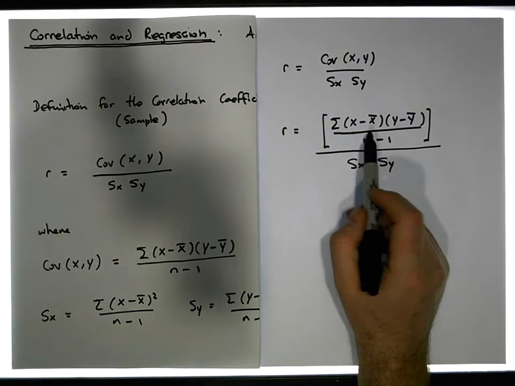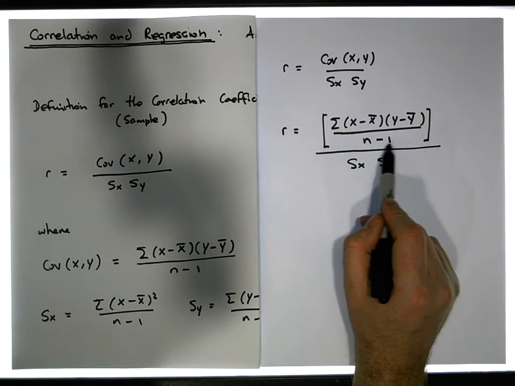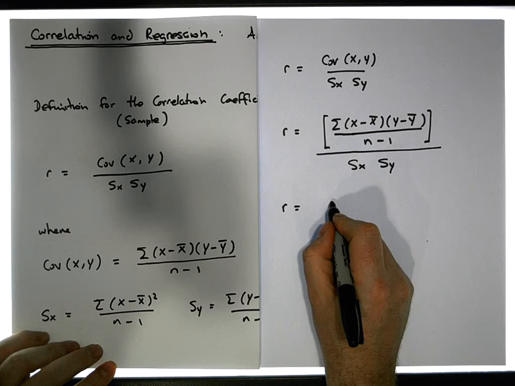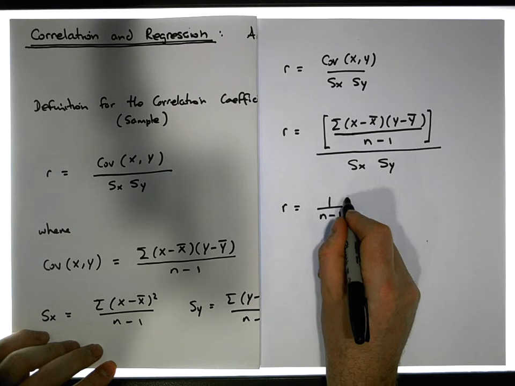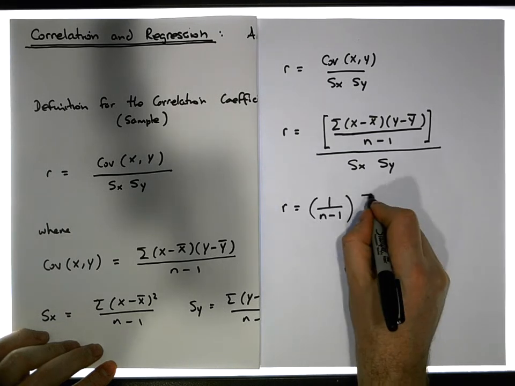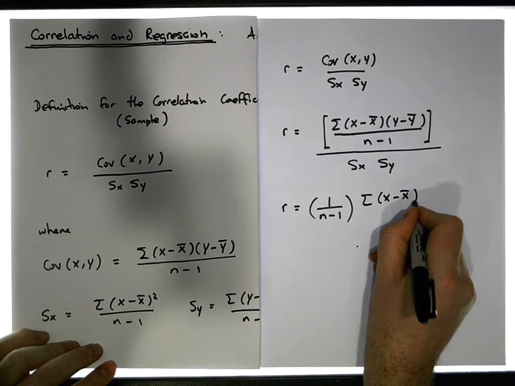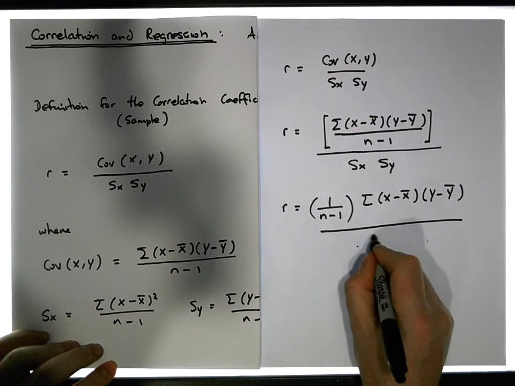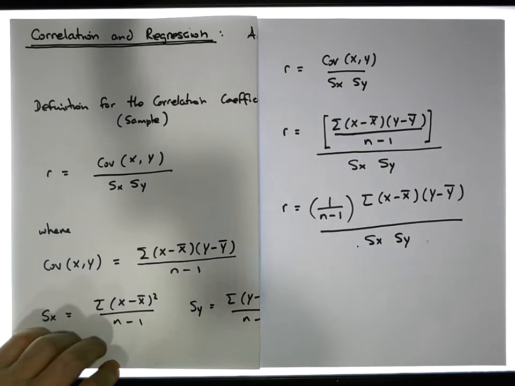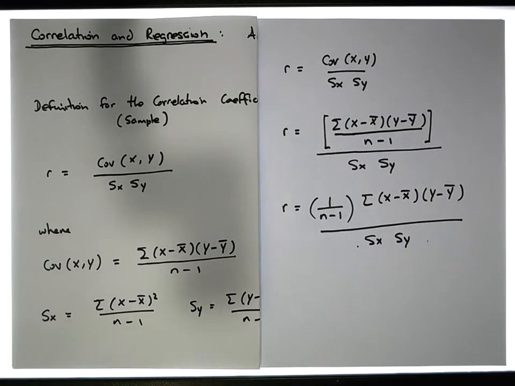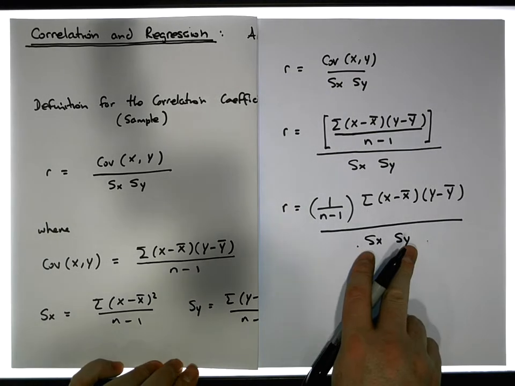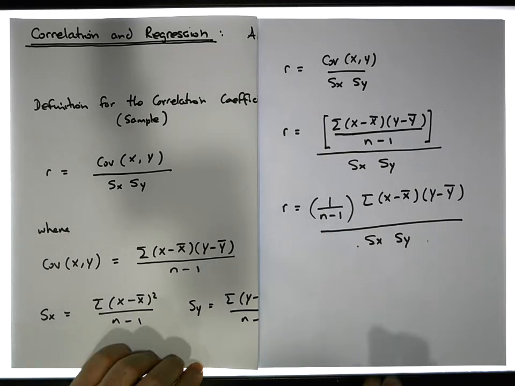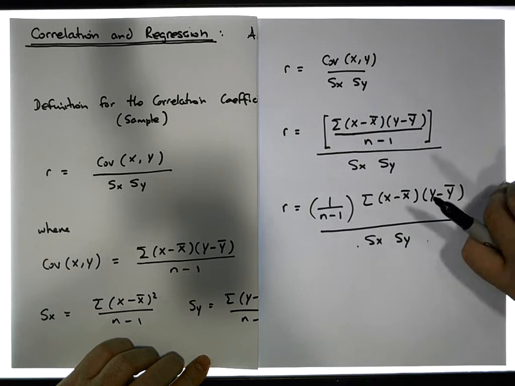Now we have a division here by an n minus 1, so we can take that outside. So this becomes R is equal to 1 over n minus 1 times the sum of the x's minus the x bars times the y's minus the y bars, all over S of x, S of y. Now don't forget S of x times S of y. It doesn't matter which way we do this, S of x times S of y or S of y times S of x. But this is like a fraction, so we can invert and multiply.